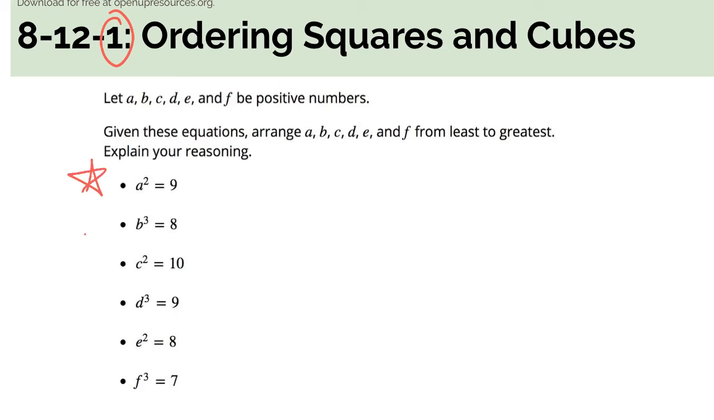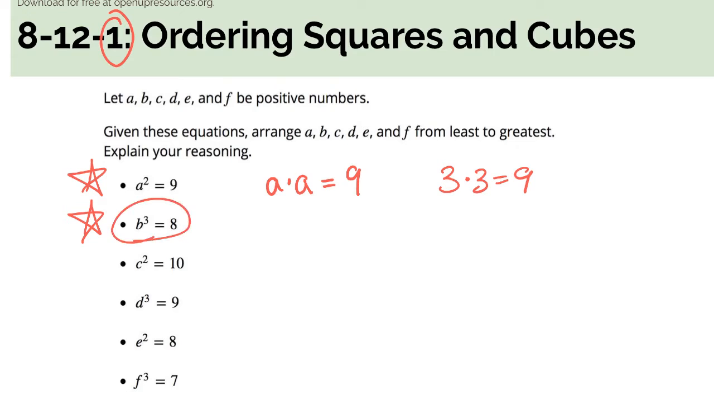I just want to talk about these first two equations. The first one, a squared equals 9. We've been working with that similar equation with the Pythagorean theorem, but it's really talking about what number times itself gets you 9. And we've been seeing that the answer here would be 3. 3 times 3 equals 9.